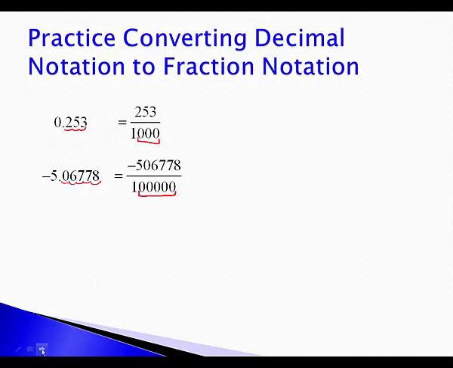Let's look at another problem. I have 2 and 56 hundredths. I will count the decimal places, and there are 2 of them. Move the decimal 2 places to the right, and the denominator will have 2 zeros. So 256 over 100, or 256 hundredths.